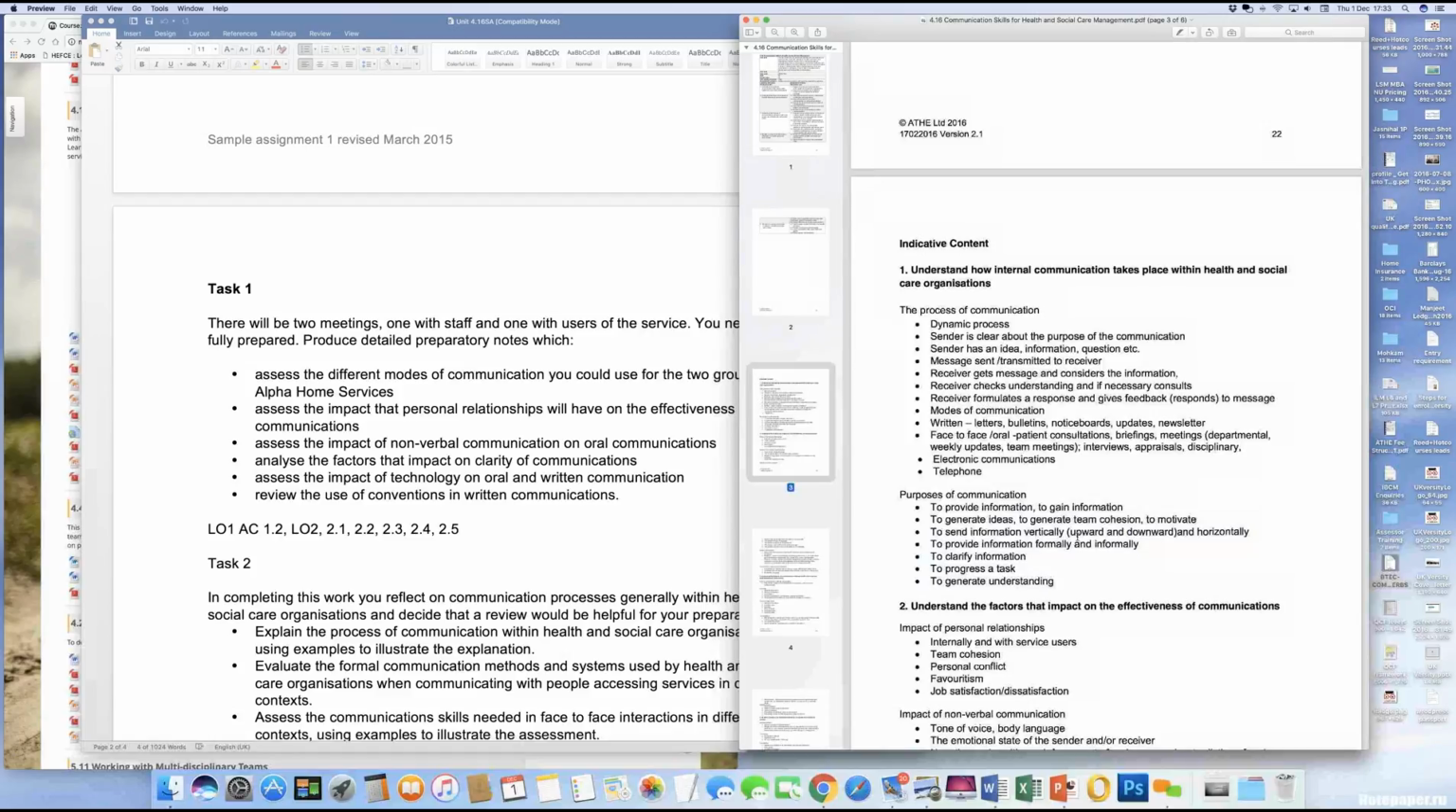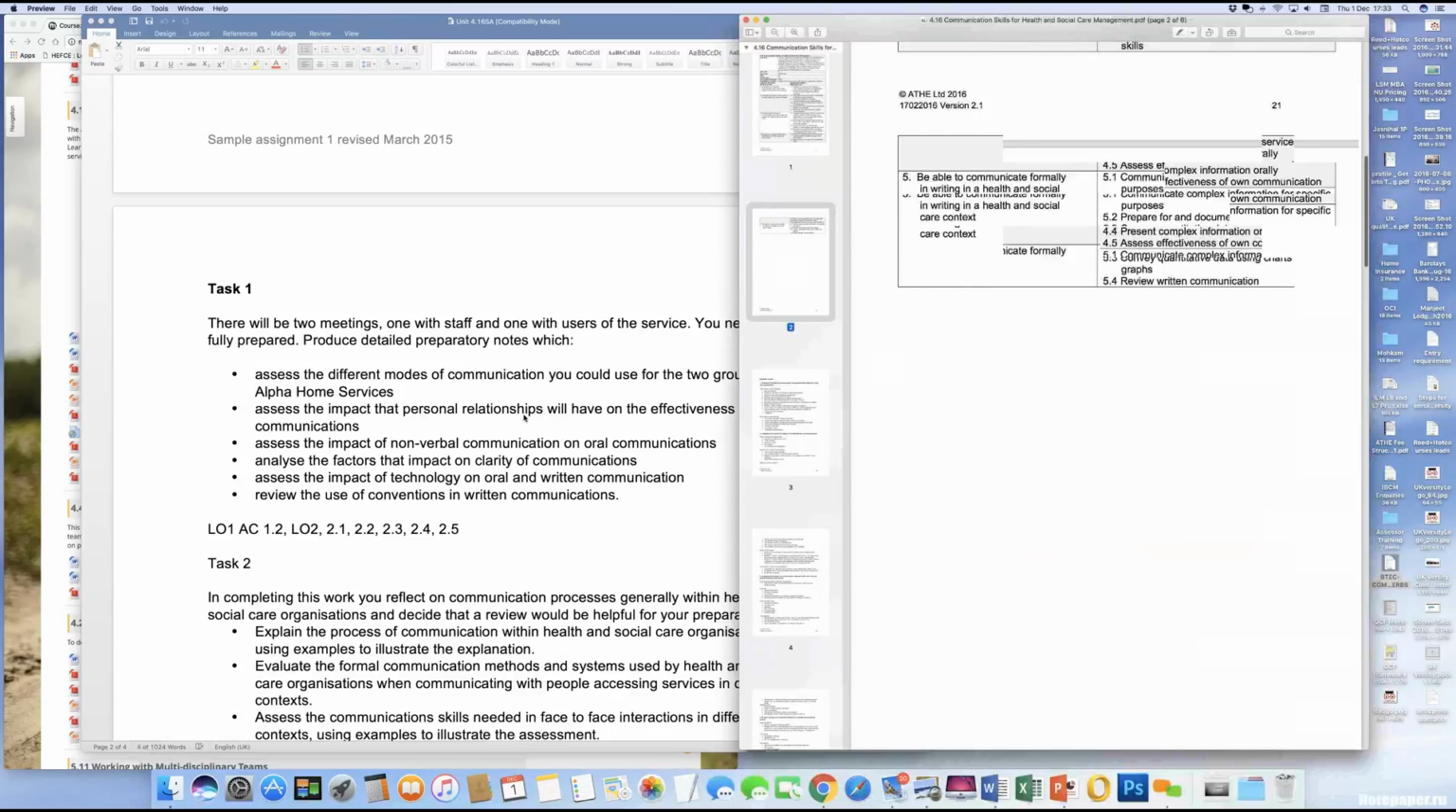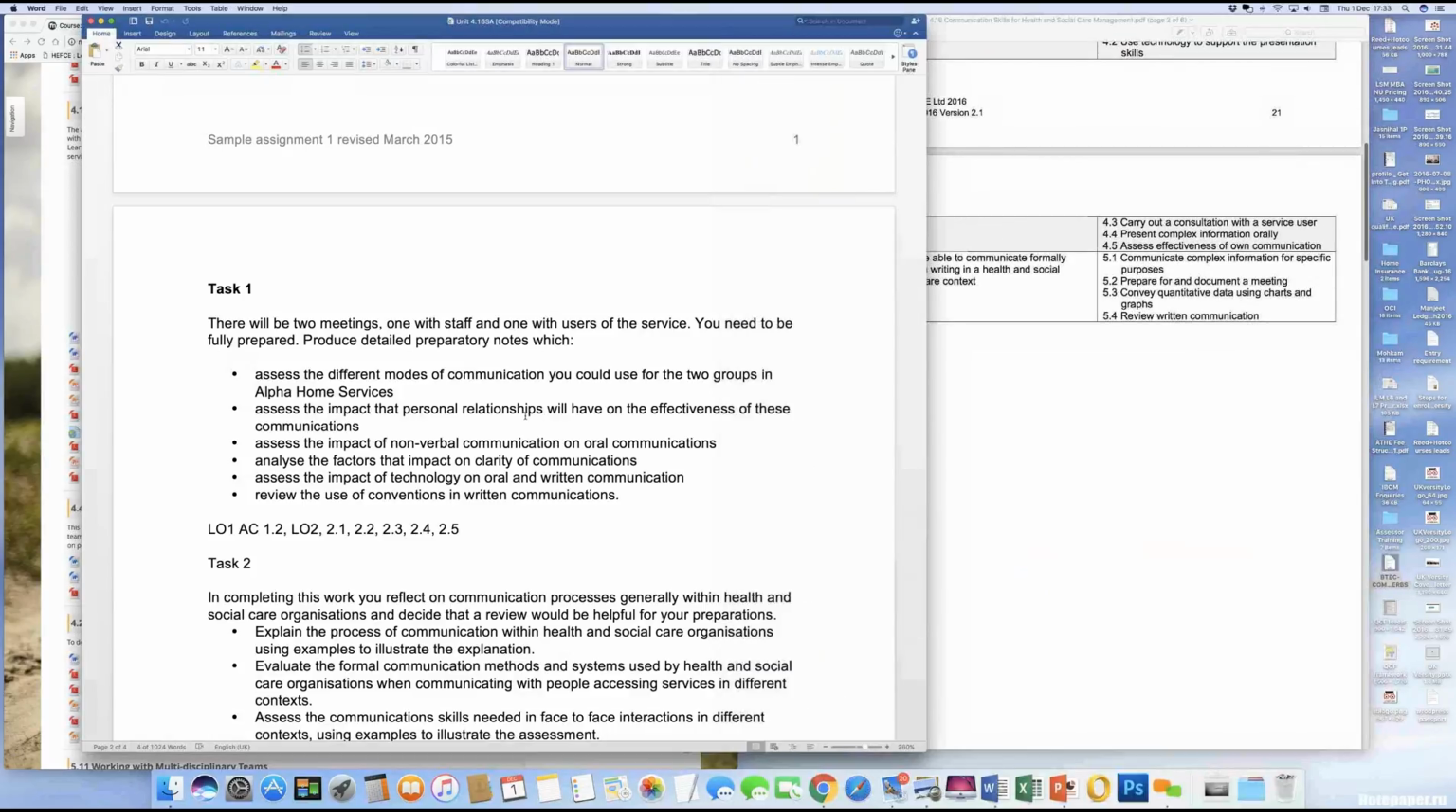Right? So my suggestion would be, look at the indicative content sheet, look at the tasks, and obviously when I start writing the assignment, I'll have a paragraph on introduction to the assignment, I'll have a conclusion paragraph, but I would write it in the context that there are different modes of communication which are used within Alpha Home Services.